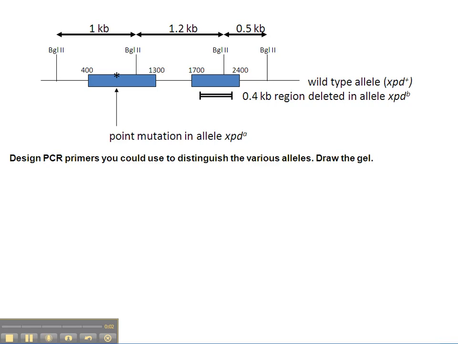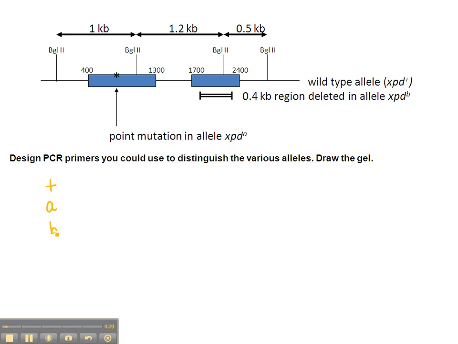The second question on the molecular methods handout asks you to design PCR primers you could use to distinguish the various alleles. So we have three different alleles. We have the wild type allele, we have the A allele, which is the point mutation, and we have the B allele, which is the deletion.